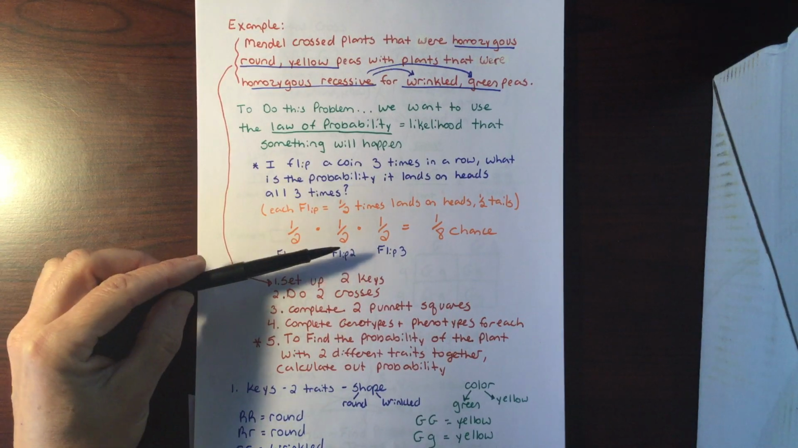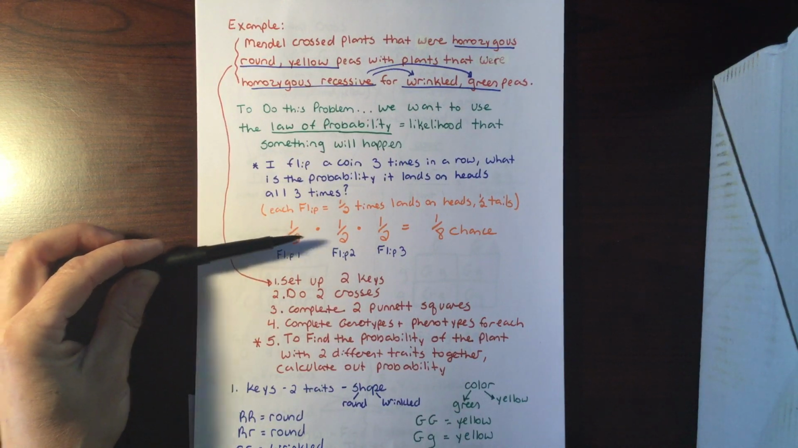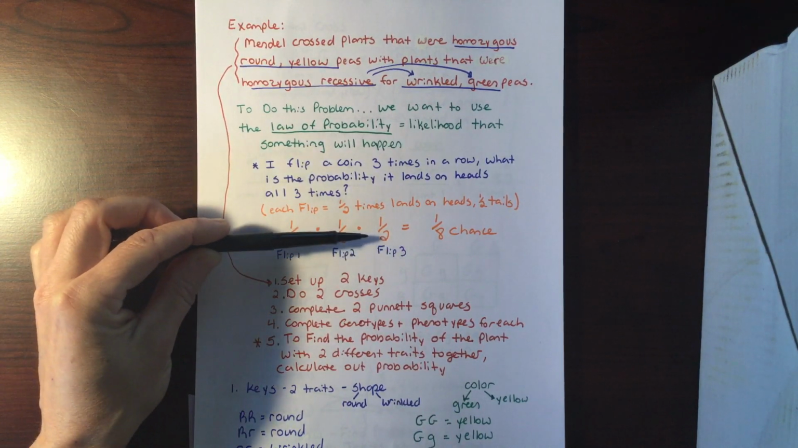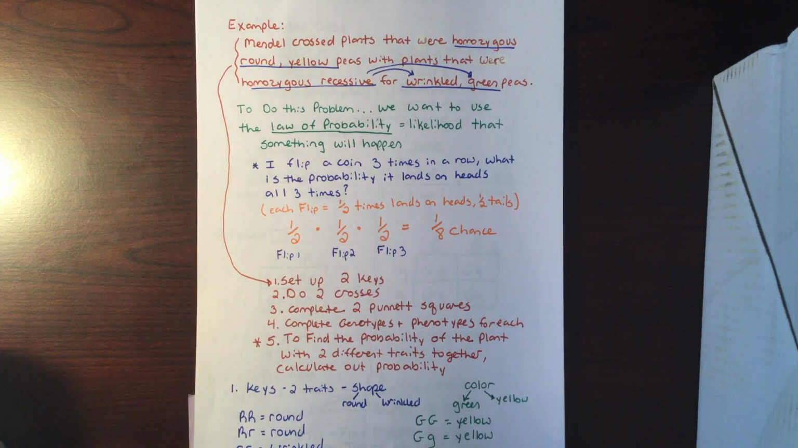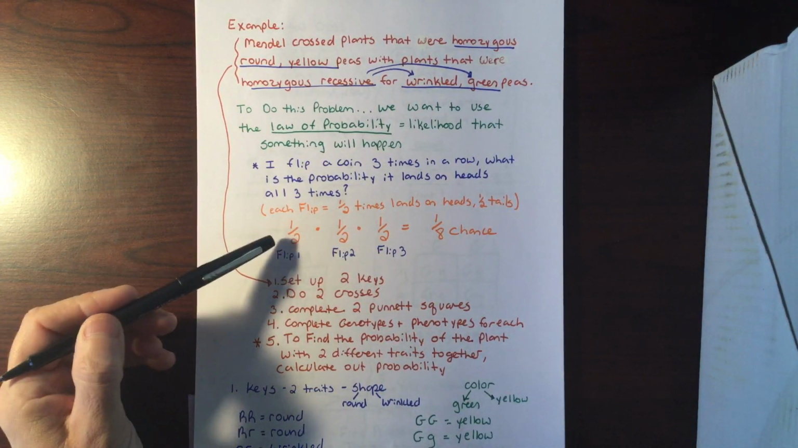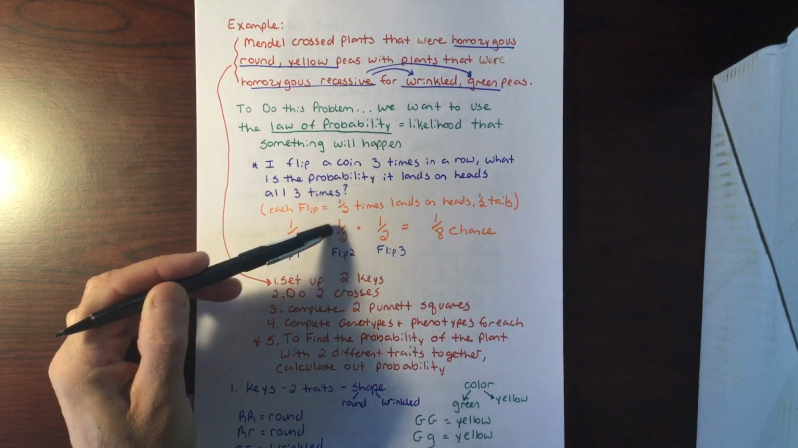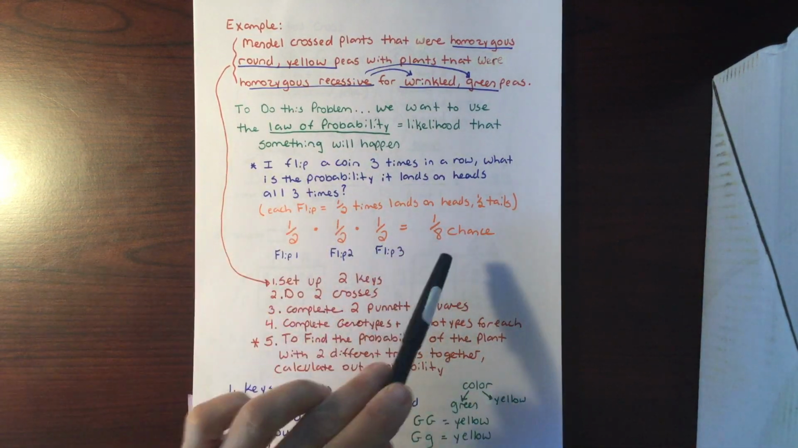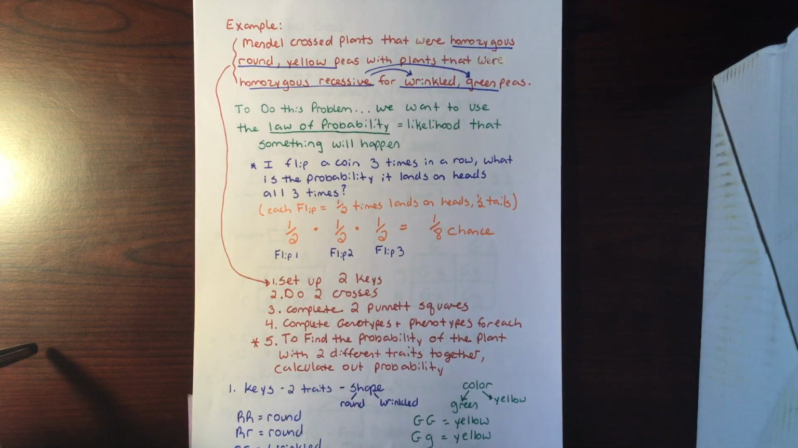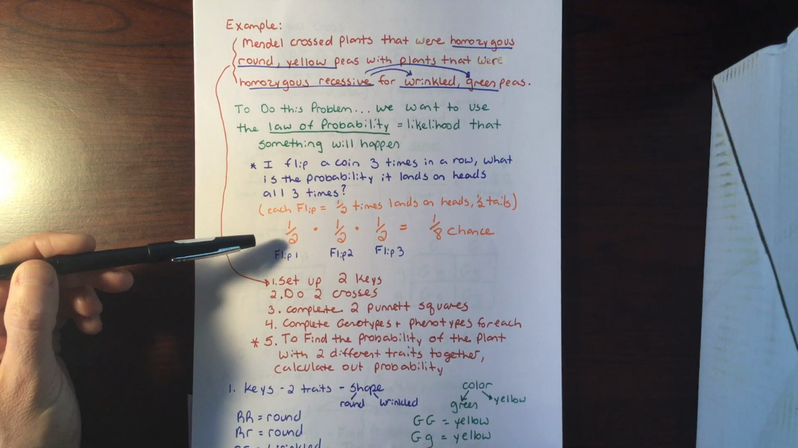Well, each event is independent of each other. The second time I flip it, it doesn't matter what happened the first time. I still have a 50-50 shot. Third time I flip it, it's completely independent of what happened the first 2 times. I still have a 50-50 shot. So for that, we need to multiply. Since I'm flipping it 3 times, I have 50%, 50%, 50%, or 1 out of 2 for each of these. I'm going to multiply it. So I have a 1 out of 8 chance of it landing on heads all 3 times. That's what we're going to kind of be doing with these particular Punnett squares.